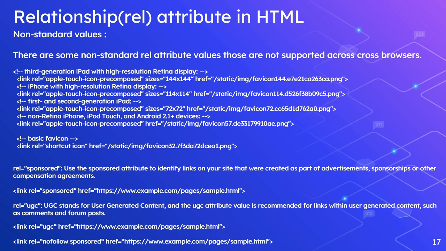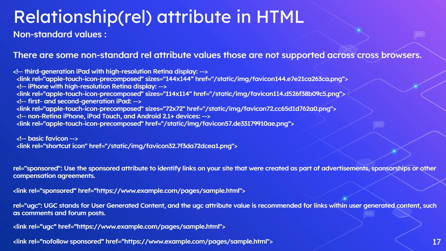Now another one or two attributes: one is rel equal to sponsored. This is a Google specific attribute, rel equal to sponsored, then rel equal to UGC. Sponsored can be used to identify the links on your website that were created as part of advertisements, sponsorship, or other compensation agreements.